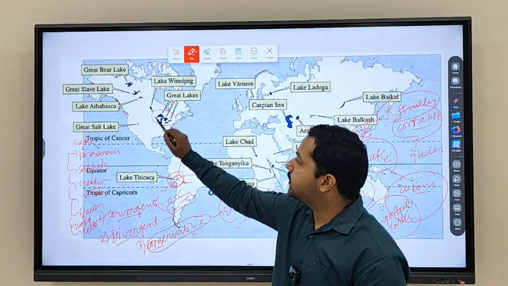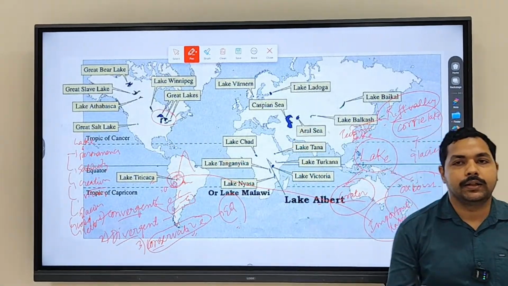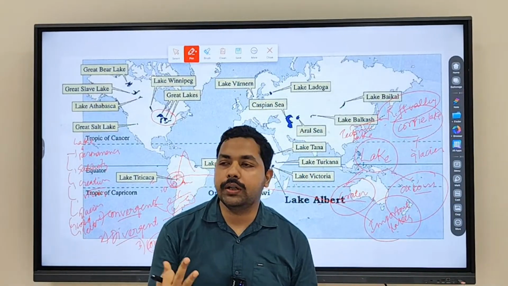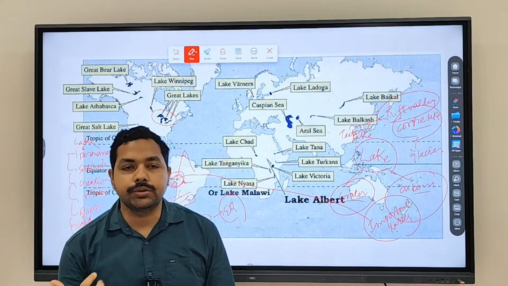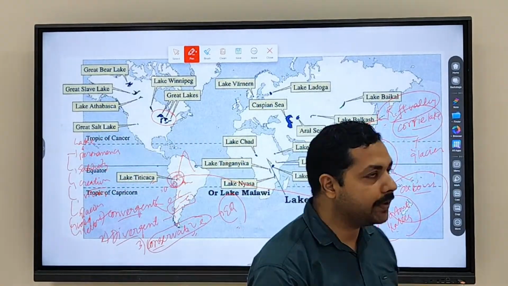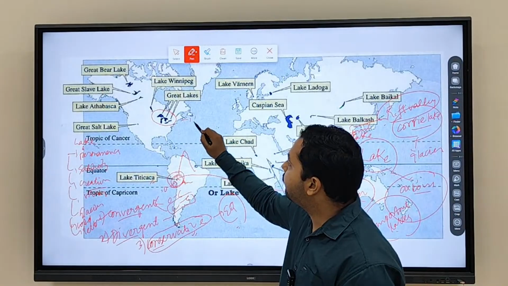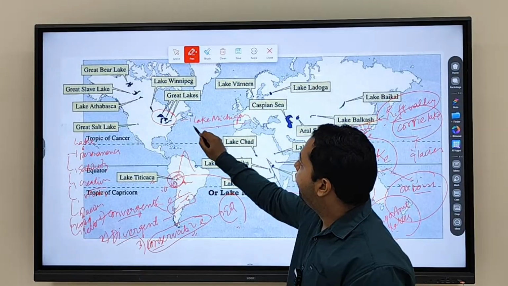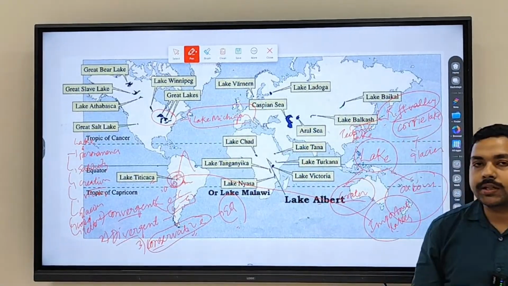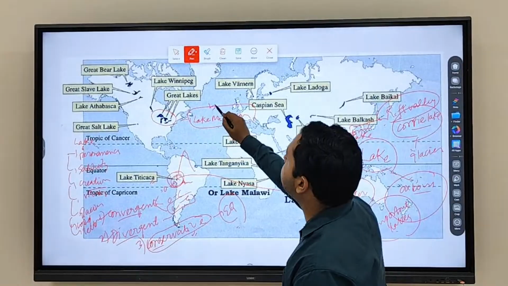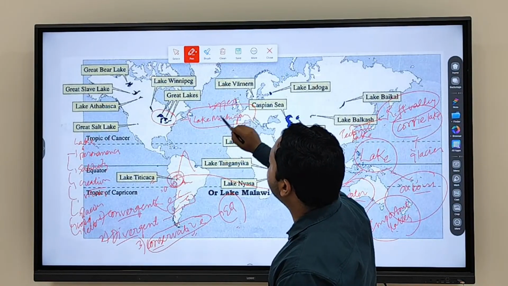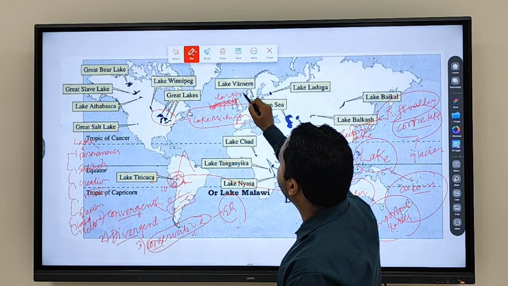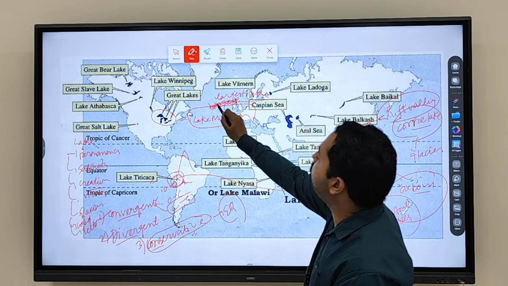Then we discussed the Great Lakes in the last class. What are the Great Lakes? Lake Superior, Lake Michigan, Lake Huron, Lake Erie, and Lake Ontario. Those are the five Great Lakes we have covered. And we discussed that except for Lake Michigan, all the other lakes are what? If a question comes, which is the largest lake lying in one country?